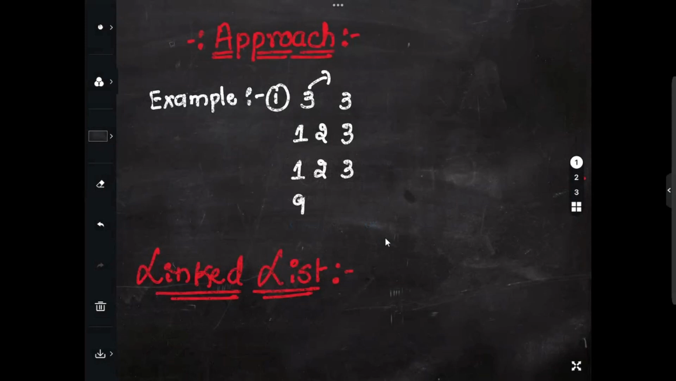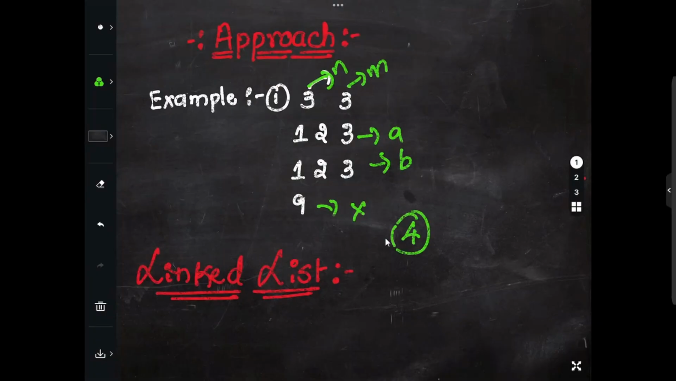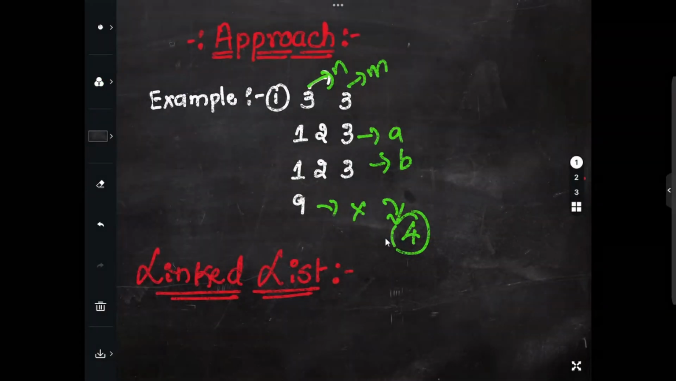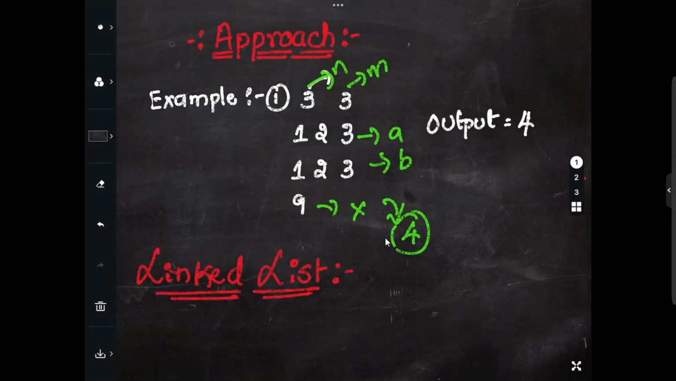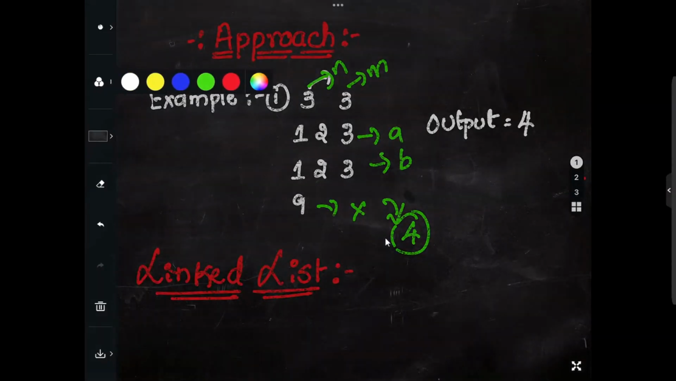So again, this is nothing but n rows, and this is nothing but the m columns. This line is a, this is b, and this is x. The output that we need to get here is 4, according to the first question. I just didn't write the output part.